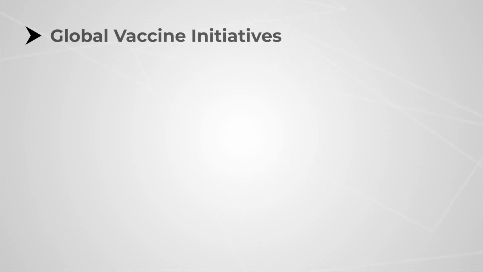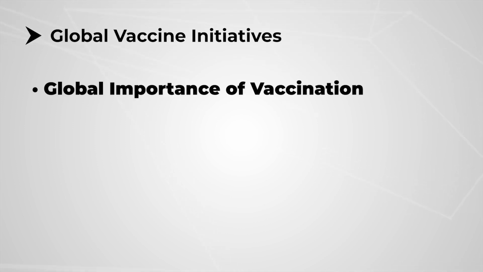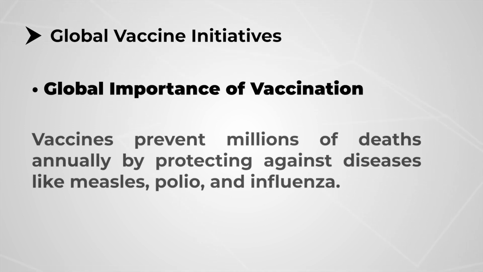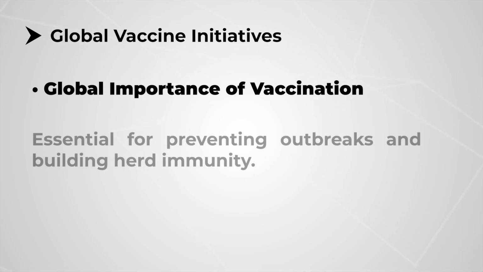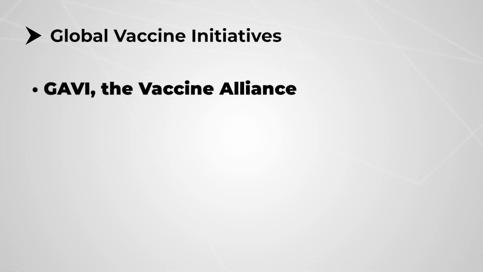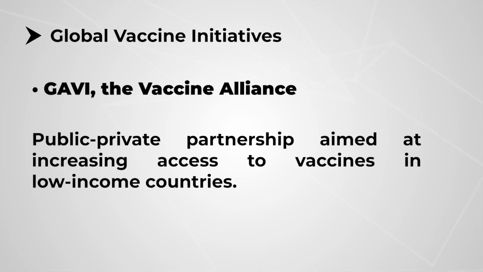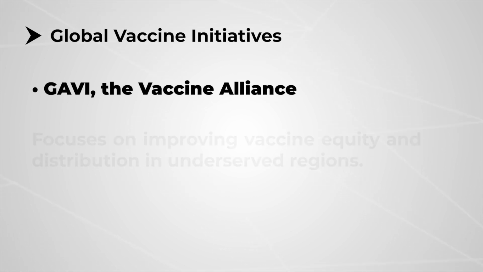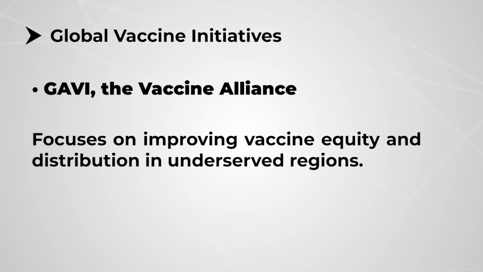Then we also have global vaccine initiatives, like the global importance of vaccinations. Vaccination prevents millions of deaths annually by protecting against diseases like measles, polio and influenza, especially for preventing outbreaks and also building herd immunity. So, like we have seen in COVID-19. Then Gavi, the Vaccine Alliance, a public private partnership aimed at increasing access to vaccinations in low income countries, focusing on improving vaccine equity and distribution in the underserved regions.